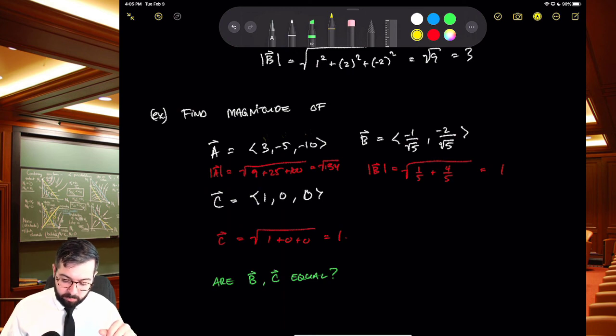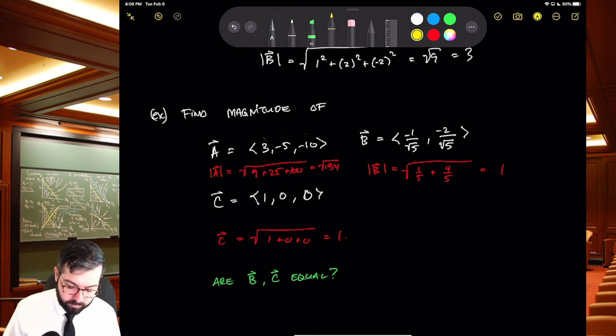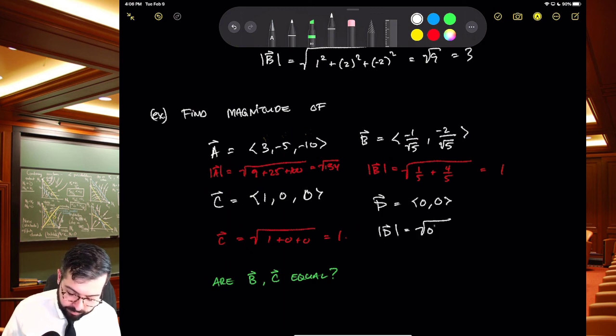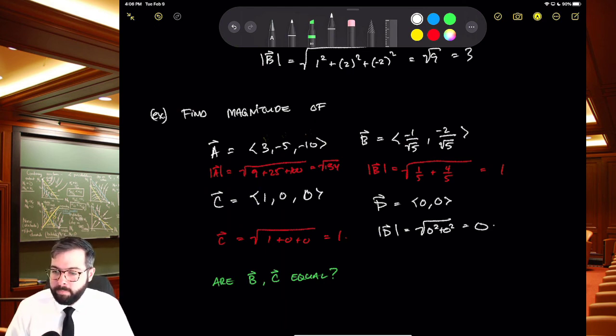For B, when we square these and add them up, we'll get a magnitude of 1, and the same happens with C. And for a really silly but important example, what if I had 0, 0? The magnitude of this is 0 squared plus 0 squared, which is 0, right? So the zero vector has magnitude 0. We can kind of prove that, which is nice.